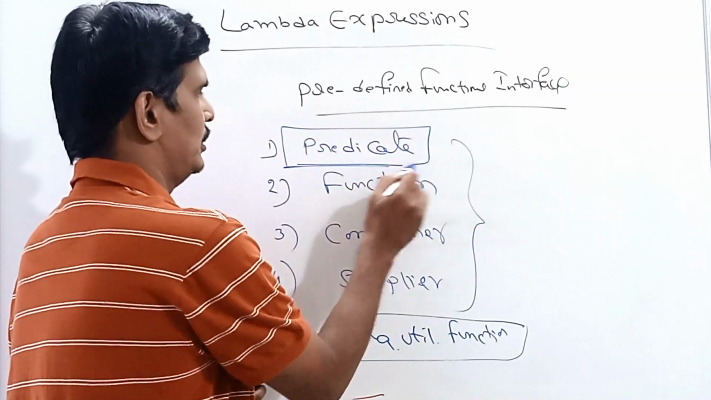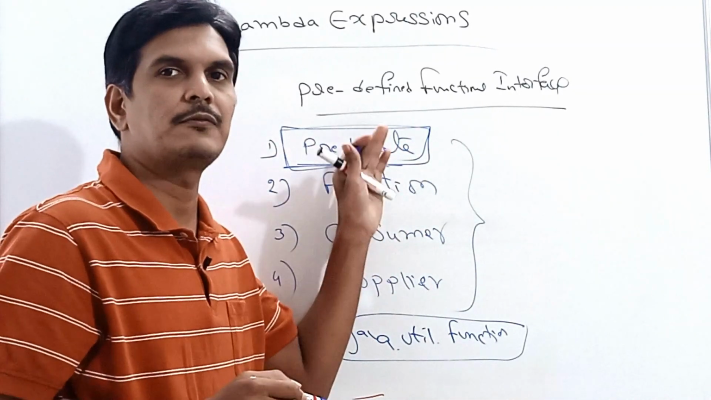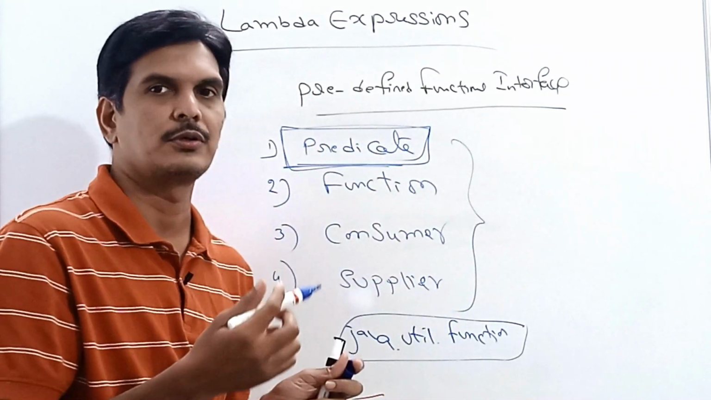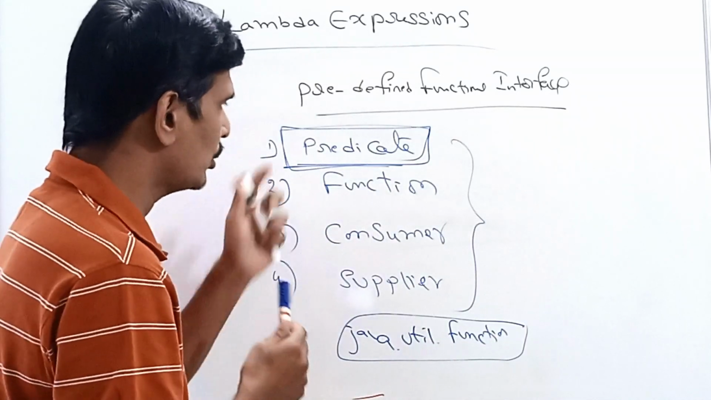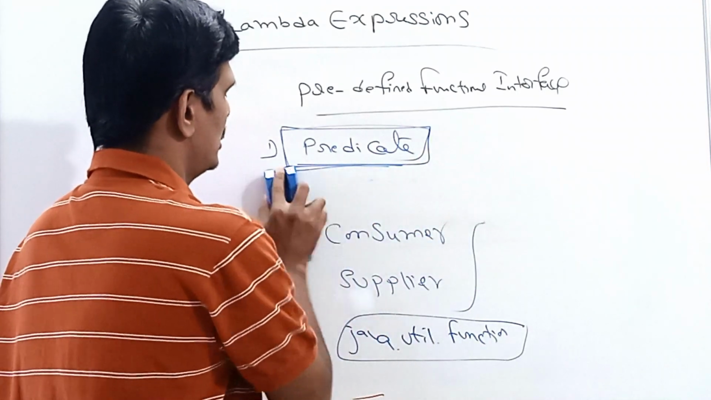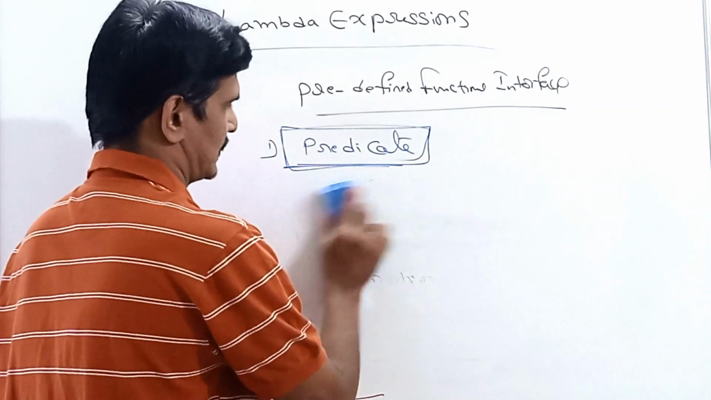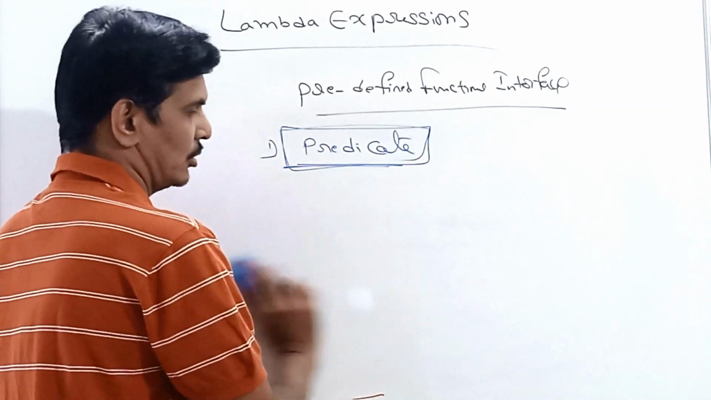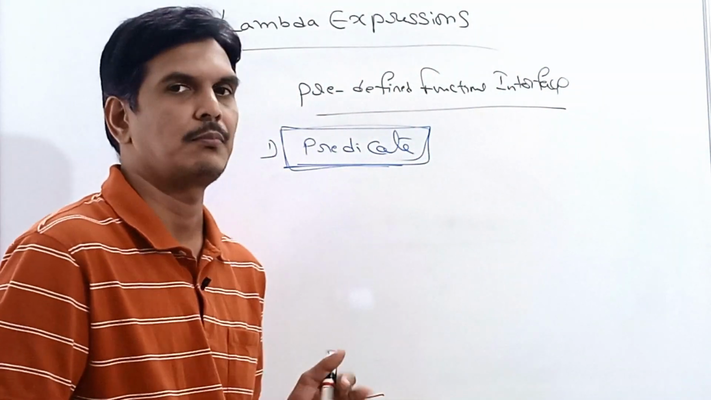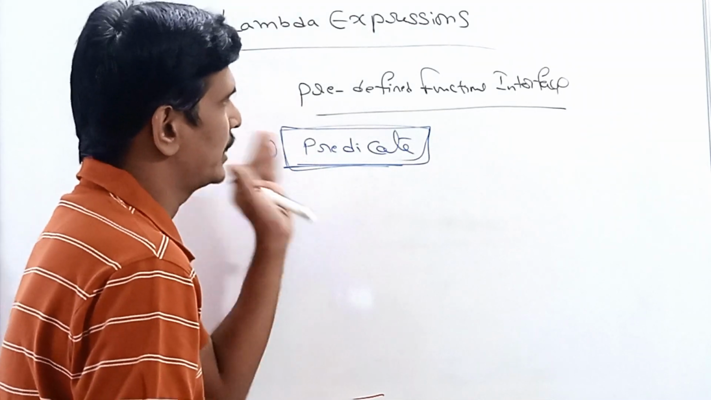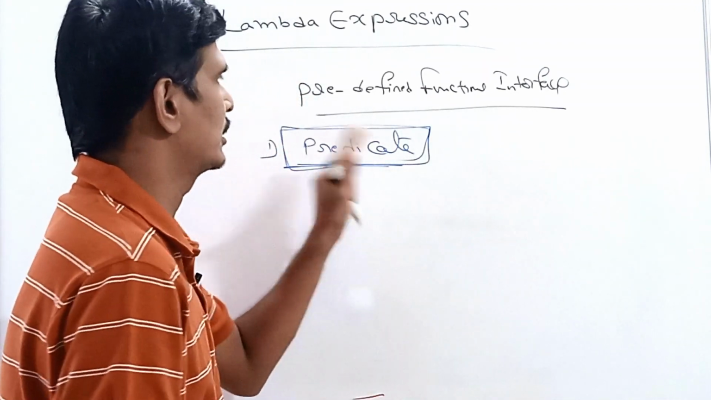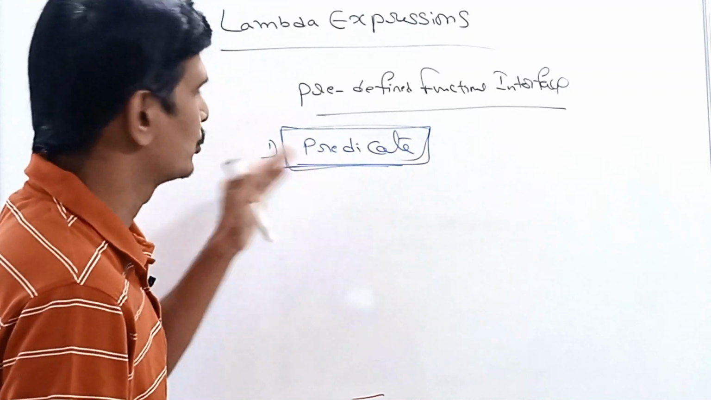So let us focus on the Predicate interface, which is a predefined functional interface provided in Java itself. By using this Predicate interface, we can invoke Lambda expressions. Predicate is one of the predefined functional interfaces in Java, available in the java.util.function package. All the predefined interfaces we can access from the same package. Now let us discuss the Predicate predefined functional interface. What is its use? When do we need to use it?